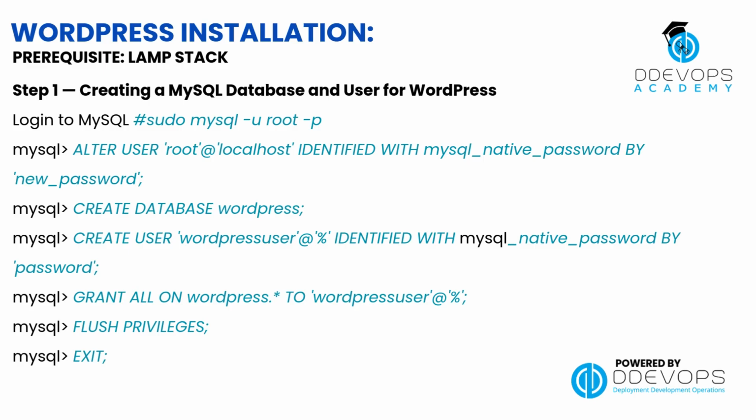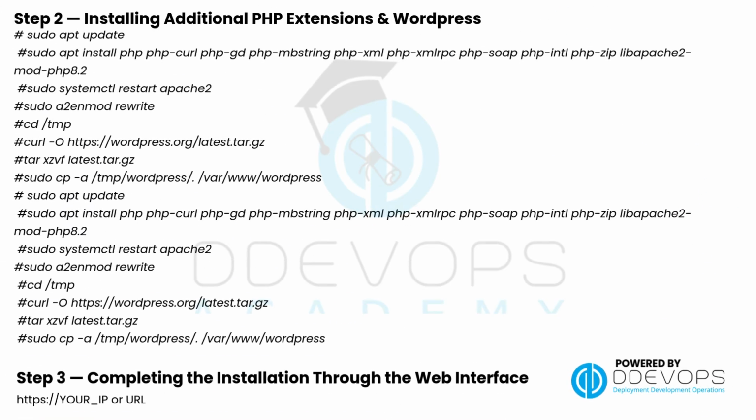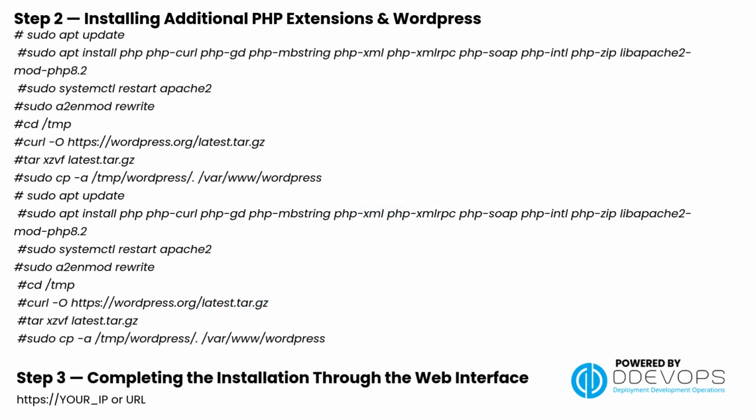Next, install essential PHP extensions like curl, GD, mbstring, and XML. Restart Apache and enable URL rewriting. Download the latest WordPress package, extract it, and move the files to your web directory. Finally, complete the installation through your browser by visiting your server's IP or domain. With these steps, your WordPress site is ready to launch.